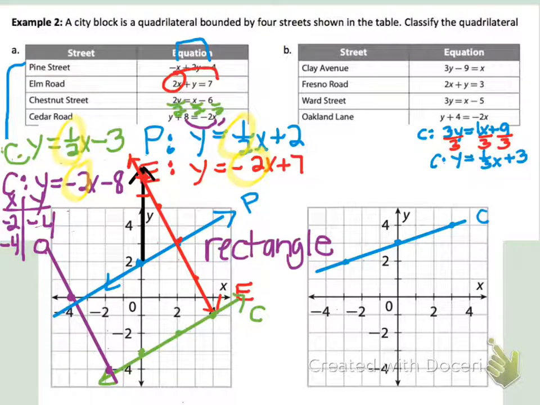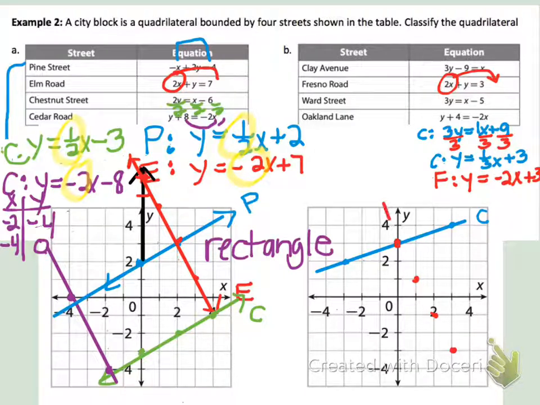And then Fresno, that one's pretty easy to put in slope-intercept form, because all I have to do is take this 2x and subtract it from both sides. So that'll be y equals negative 2x plus 3. So let's plot that point at positive 3, and then the slope is negative 2. So go down 2 and right 1, down 2 and right 1, down 2 and right 1, and then all I have to do is connect those.